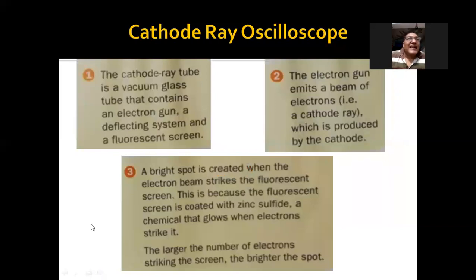So number one, the cathode ray tube is a vacuum glass tube that contains an electron gun, a deflecting system, and a fluorescent screen. The electron gun emits a beam of electrons, that is a cathode ray, which is produced by the cathode. A bright spot is created when the electron beam strikes the fluorescent screen. This is because the fluorescent screen is coated with zinc sulfide, a chemical that glows when electrons strike it. The larger the number of electrons striking the screen, the brighter the spot.